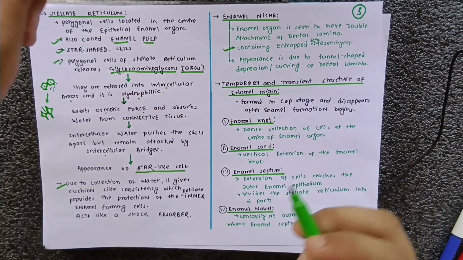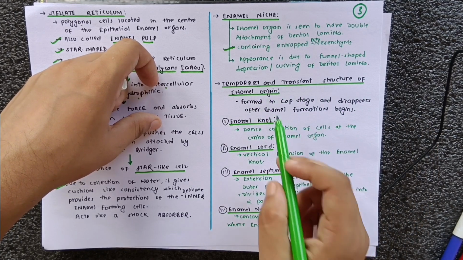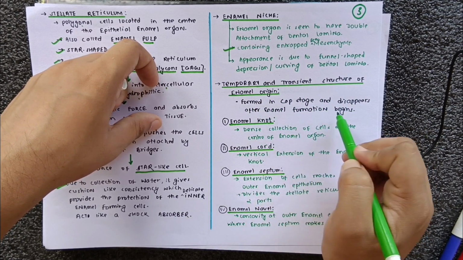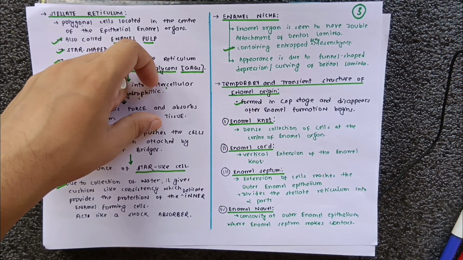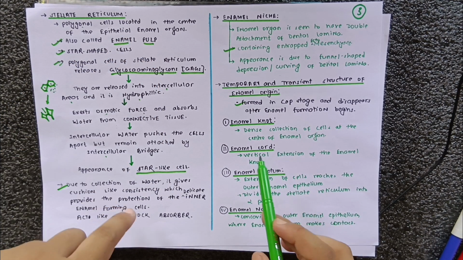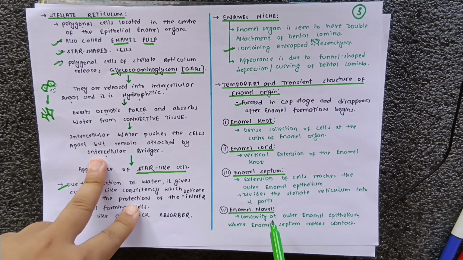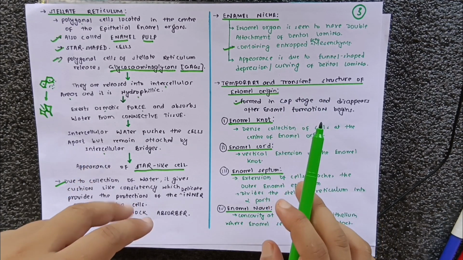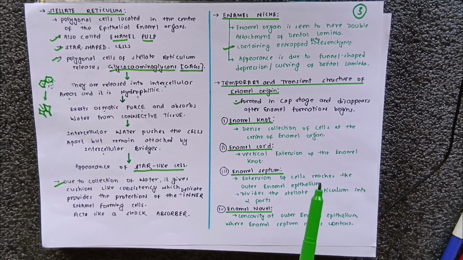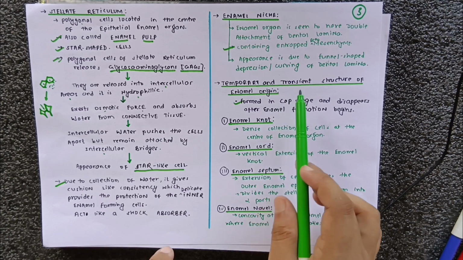Now I will move forward. We will be studying the temporary and transient structures of the enamel organ. They are formed in the cap stage and disappear after enamel formation begins, when there is mineralization in the advanced bell stage. The temporary and transient structures are the enamel knot, enamel cord, enamel septum, and enamel niche. Transient structures are those present just for a small time frame, not for a larger time period.